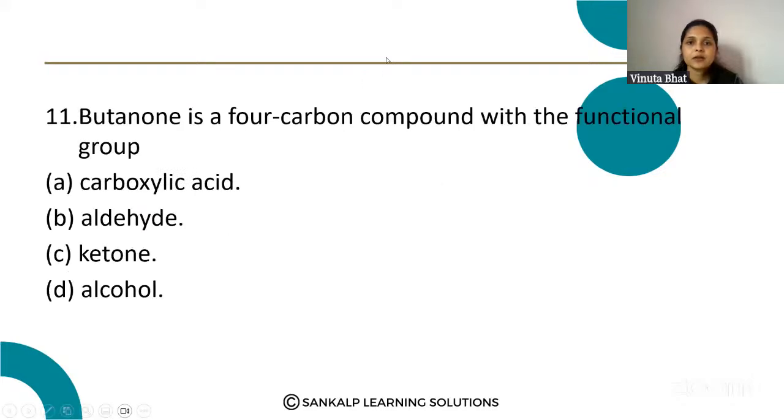Next one. Butanone is a 4 carbon compound with the functional group: carboxylic acid, aldehyde, ketone, or alcohol. In case of the alcohol, it is called butanol, and for aldehyde, it is butanal. If carboxylic acid is present, it is butanoic acid. Like this it is represented. But if ketone is present as a functional group, it is named as butanone. Okay, option C, ketone, is the correct answer.